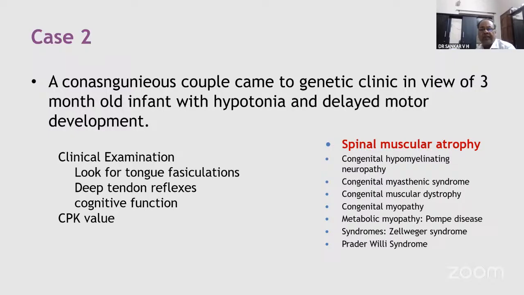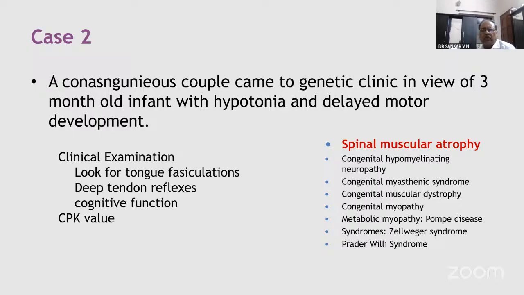Prader-Willi, never forget, because it is one of the important conditions we are nowadays seeing in a hypotonic infant like an SMA patient. So SMA, Pompe's disease where treatment is available, Prader-Willi syndrome, congenital muscular dystrophy where CPK will be elevated, myopathy where CPK will be elevated, and congenital myasthenic syndrome, where, as you know, there is a morning or periodic variation in weakness. Congenital hypomyelinating neuropathy is an extremely rare condition.